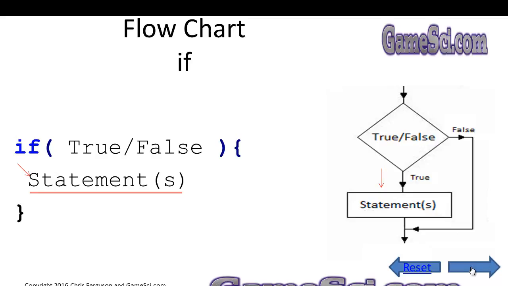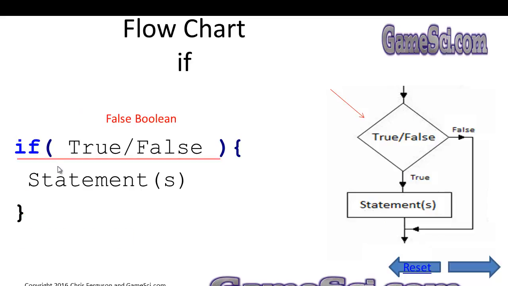And of course, after that block of statements executes, we will exit the if statement and continue on with the program, and that's what this little arrow here is showing you. After the block of statements, continue on with the rest of the code. So that's the path if the if condition is true. Let's now show the false path and see what happens.